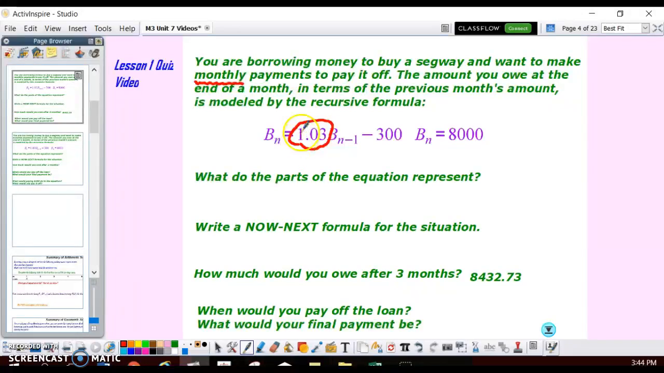The 1 is what you currently owe. If you take something times 1, like $8,000, you're going to still owe the $8,000 plus the 3%. So that's why we have the 1.03. So we'll mention that first. The 1.03 tells you about the 3% interest rate.